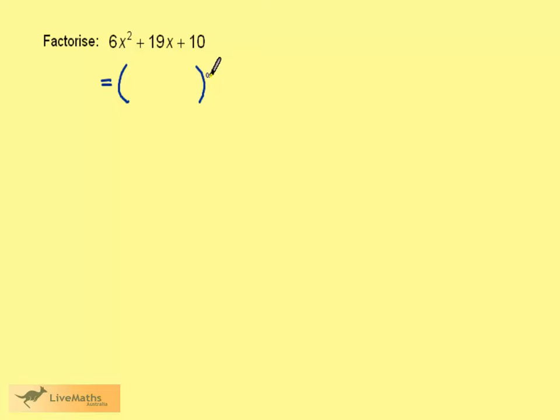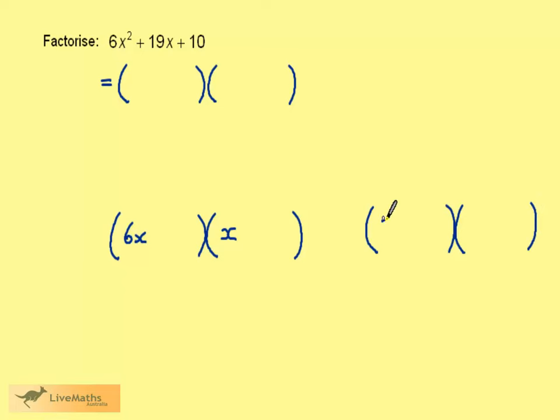We're going to try to go directly into two brackets. But there are problems straight away with the 6x squared. Let's consider this pair of brackets. 6x times x would definitely give me 6x squared. But equally, comparing a second set of brackets, 3x and 2x would also give me 6x squared.